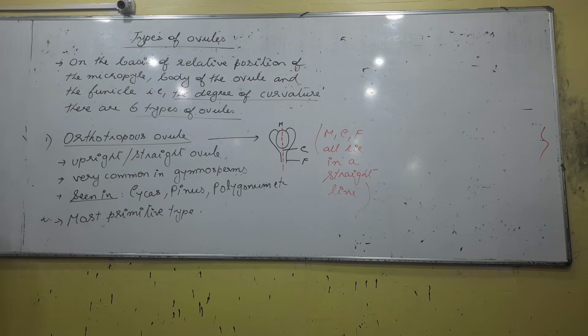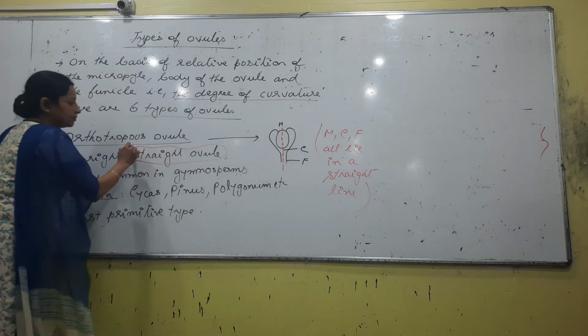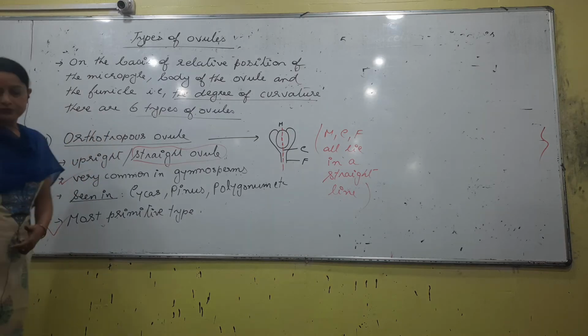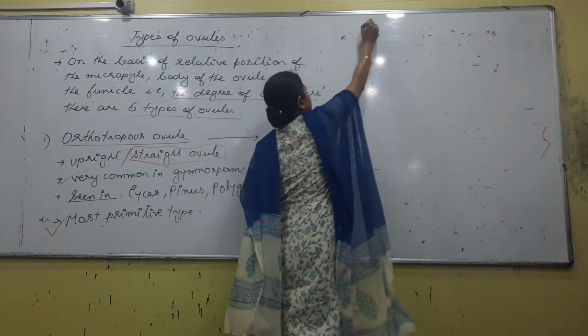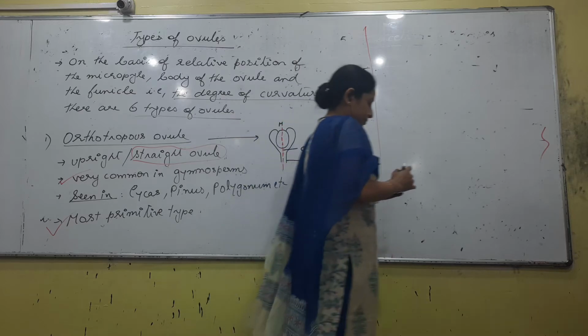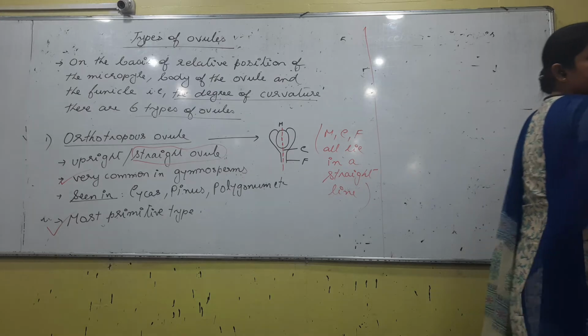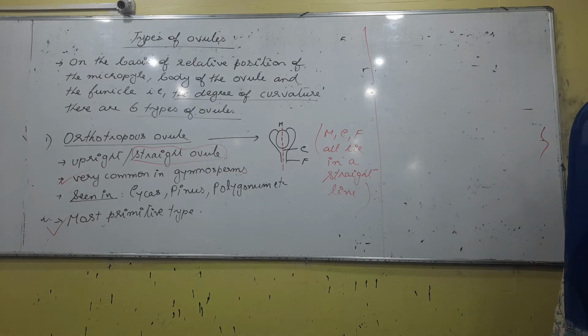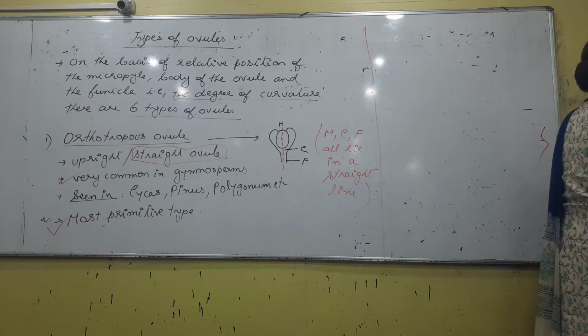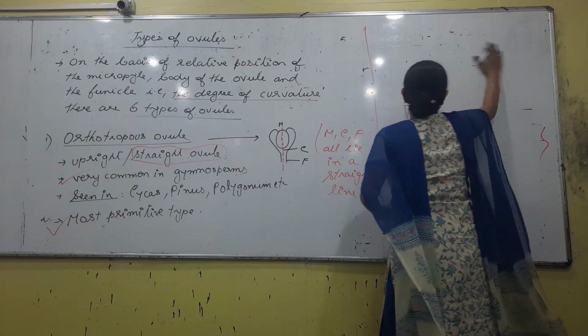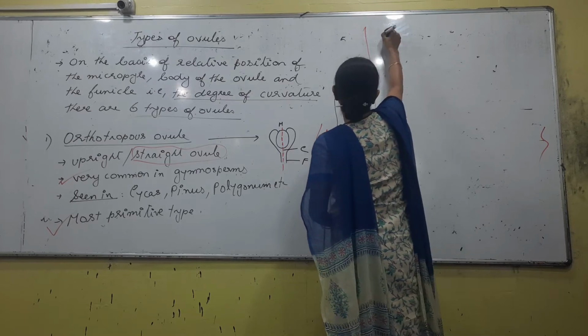Clear? What is important? Most primitive. What is important? Very common in gymnosperms, and the word is straight ovule. Polygonum is not a gymnosperm. Common in the case of gymnosperms. Okay.